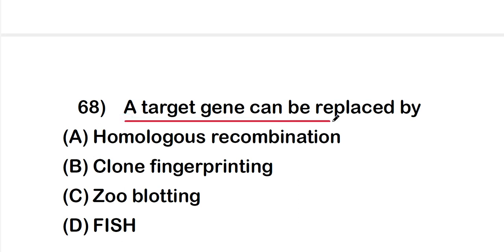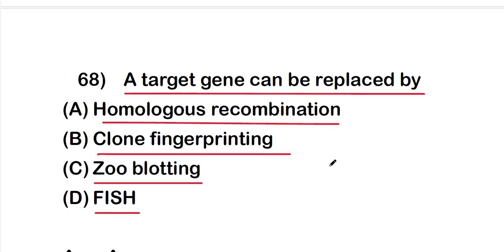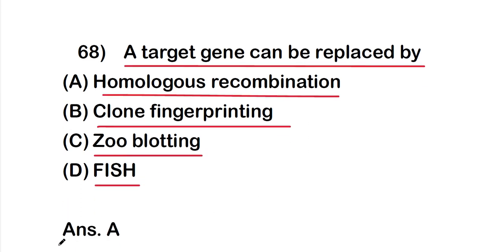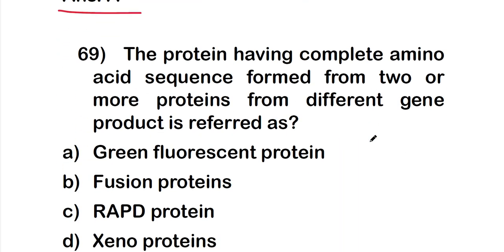A target gene can be replaced by option A, homologous recombination, option B, clone fingerprinting, option C, zoo blotting, option D, FISH method. So the right answer is option A, homologous recombination. So the target gene can be replaced by homologous recombination. So next question.